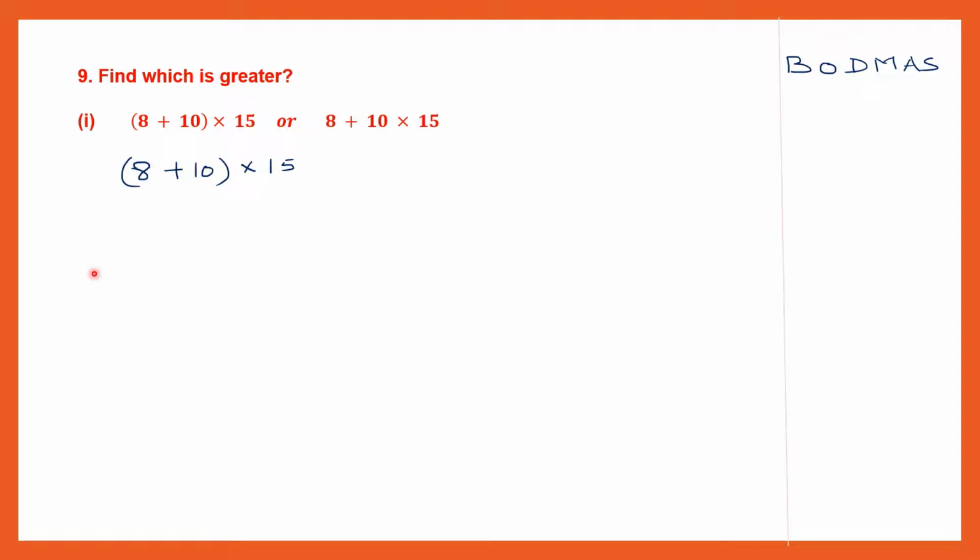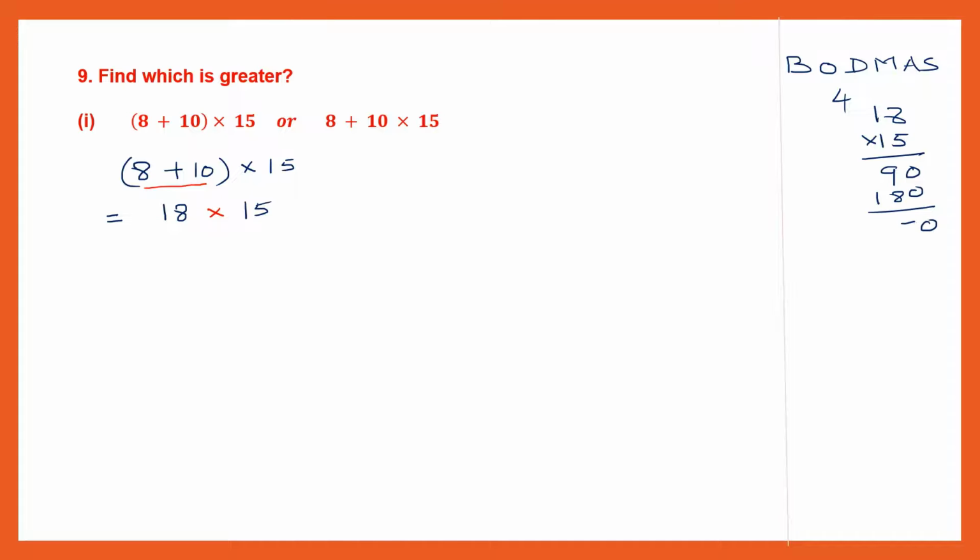Let's begin by writing 8 plus 10. 8 plus 10 will be 18. I have simplified what is inside the brackets, so now I can remove my brackets. 18 into 15. Let me multiply 18 into 15 and see what we get. 5 8s are 40, carry 4. 5 1s are 5, plus 4 is 9, 0. 1 8s are 8 and 1 1s are 1.